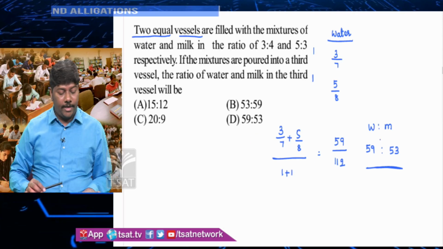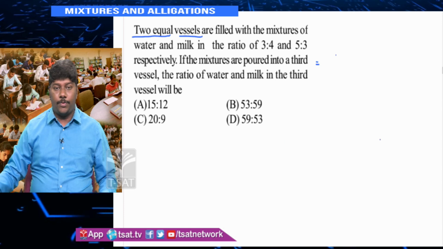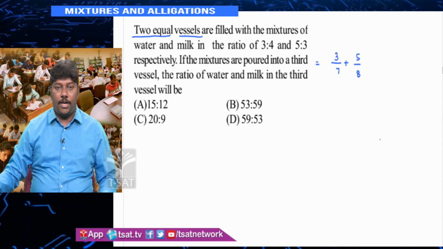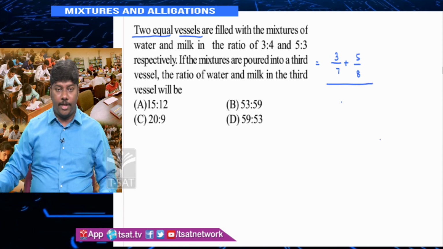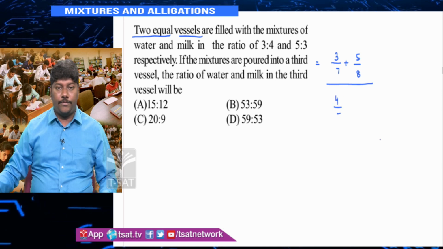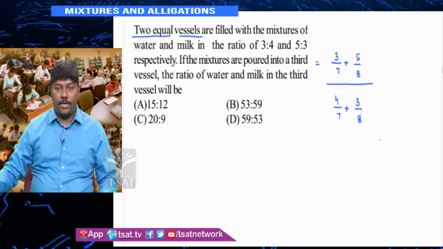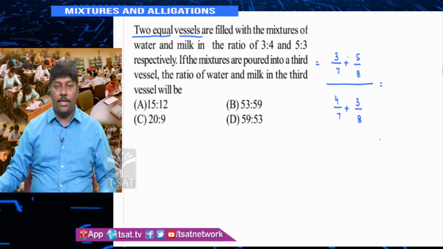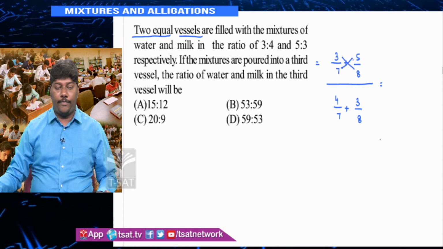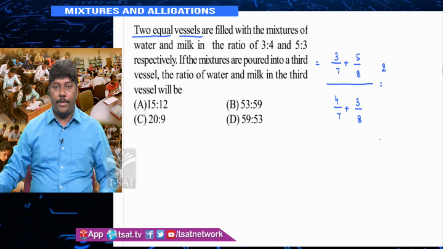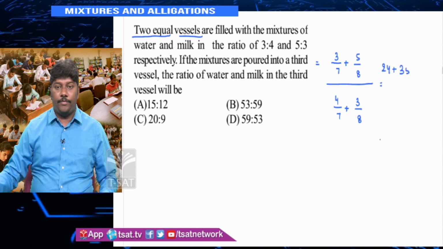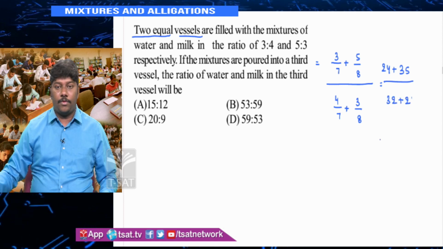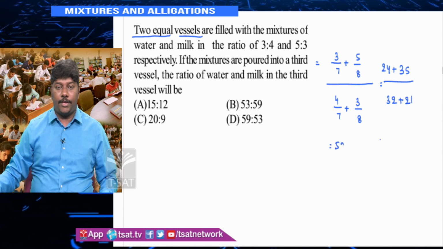If you wish to do it completely in terms of fractions, water in the first one is 3 out of 7. What is the water in the second one? 5 out of 8. I am taking water in the numerator. Now in the denominator of this fraction, you take milk: 4 out of 7 plus 3 out of 8. LCM in numerator and denominator both is 56, so I am going to cancel 56. So directly you can cross multiply like this, 3 into 8, 5 into 7. So it is 24 plus 35. 56 anyway gets cancelled. This is 32 plus 21. So water and milk ratio is 59 is to 53.